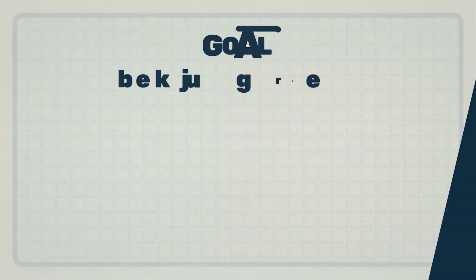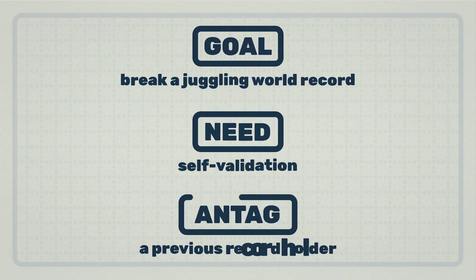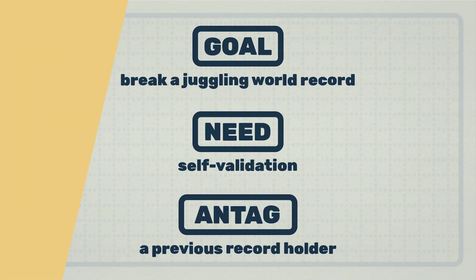So now our goal, to break a juggling world record. Our need, self-validation, and our antagonist, a previous record holder. With those 3 core elements, we can flesh out our premise into a full-length story. And in the next lesson, we're going to look at another common starting point, a character, to see how we can use these 3 core elements in another way.